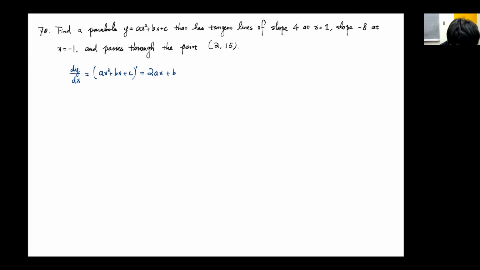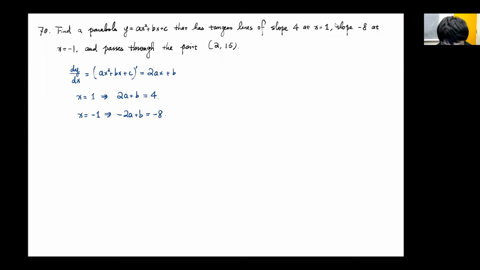In particular, when x equals 1, what we get is 2a plus b. And we know that this is the slope of the tangent at x equals 1. By our requirement, the slope should be positive 4. So this will be the first equation we obtain from the restrictions. Now let's look at x equals -1. The slope of the tangent at x equals -1 is supposed to be -8. So that tells me -2a plus b is supposed to be -8. This is the second equation we obtained from the restrictions.